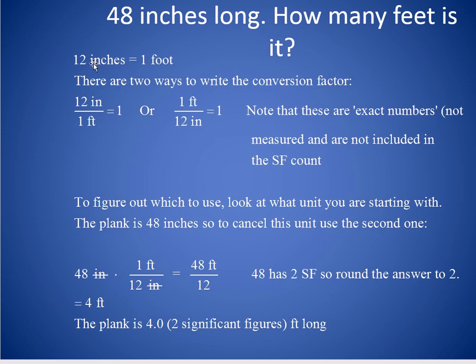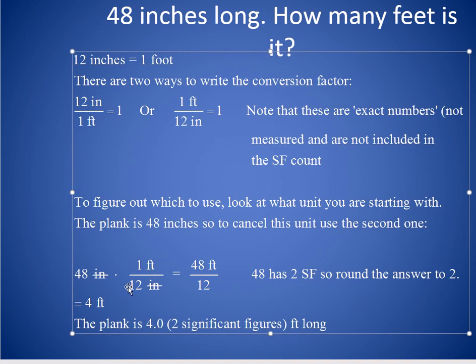All right, so I know my conversion factor. I'm starting with inches. I want to get to feet. That's the first couple of steps. What conversion factor do I need? Well, I need 12 inches equals 1 foot. And I can write that one of two ways, either 12 inches over 1 foot or 1 foot over 12 inches. I want to write it so that the inches will cancel. So I'm going to write it as 1 foot over 12 inches because look what happens here. If I write 48 inches times 1 foot over 12 inches, the inches cancel. And I am left with 48 feet divided by 12, or 4 feet.